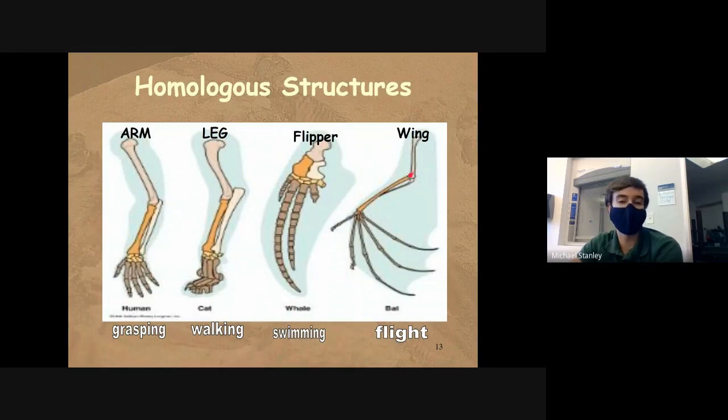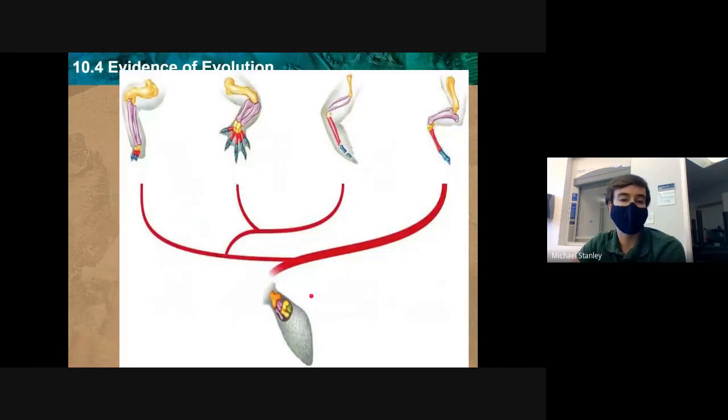Because these are so similar to each other, even though they're used for different things, it suggests that at some point, millions and millions of years ago, there was some sort of four-legged creature that had this one bone, two bone, lots of bone structure. And then over time, that became different in the different animals, but it still kept that same basic outline of one bone, two bones, lots of bones. So even though they're used for different things, they all look like they came from some common ancestor.